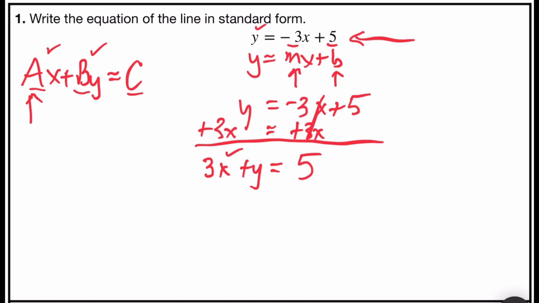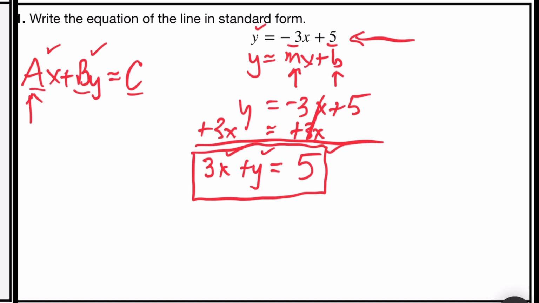I have my x term and my y term on the left. I have my constant on the right. A is positive, and 3, 1, and 5, which are the numbers in the problem, are all integers. So in standard form, the equation would say 3x plus y equals 5.